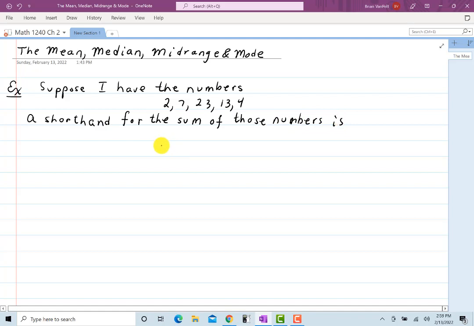is, and this is where I use a Greek symbol. That's the Greek symbol sigma. So if you see a sigma followed by an x, that means that you're going to add up the given numbers. And then you just add them up like normal. That's all it is. It's a shorthand. This would add up to be 49.